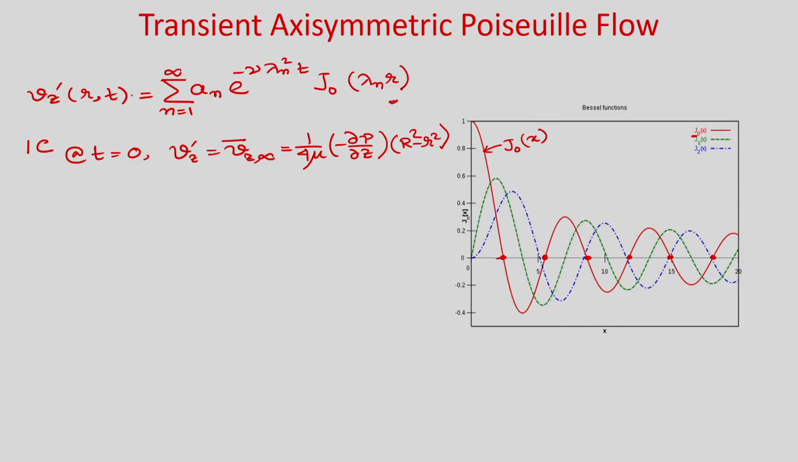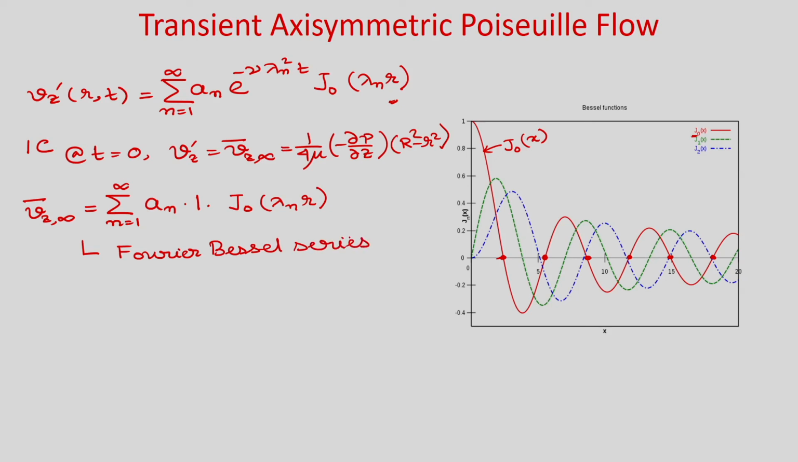So, if you can find the constant A n, then you will be able to find the velocity profile V z prime. Okay. So, now if you put it here, you will get left hand side V bar z infinity is equal to summation of n is equal to 1 to infinity A n. So, this at t is equal to 0, this value will become 1 and we have J0 lambda n r. So, you can see this is a Fourier Bessel series. Okay. So, now we have to find the constant A n from here.